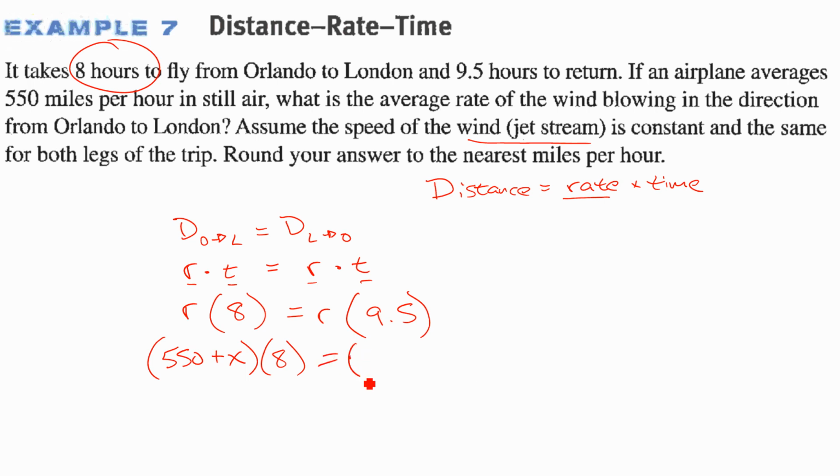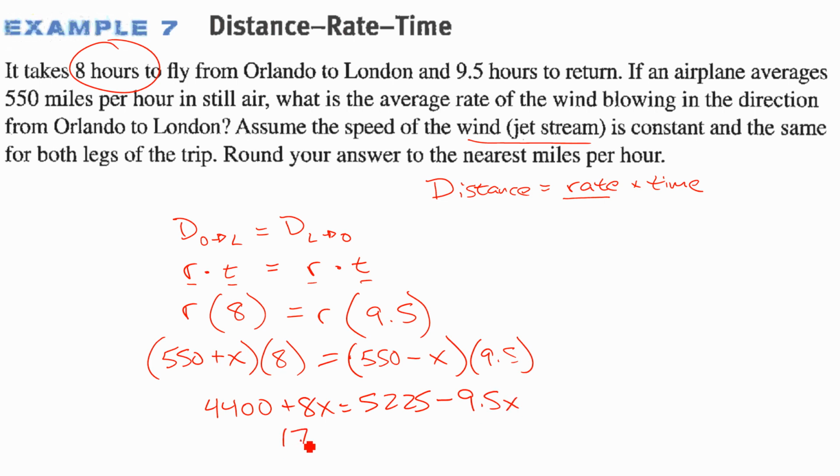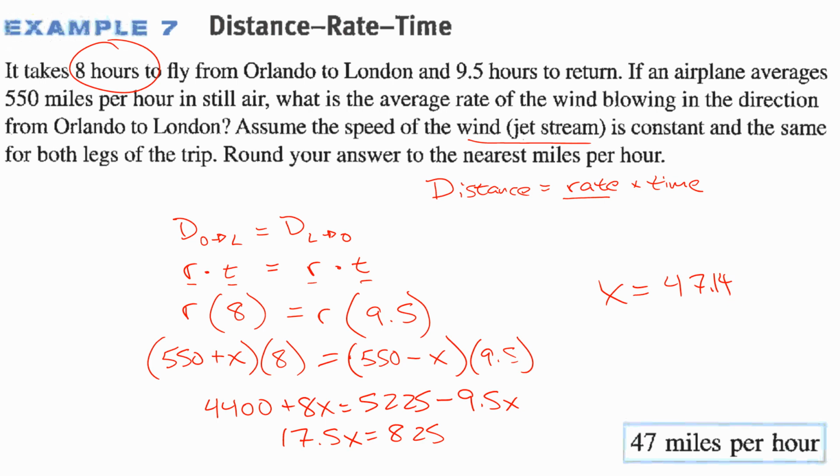But when we come back, we're going against that jet stream. So we have to take our miles per hour and say we're going to get slowed down. So that's your setup. Let's punch this in. 550 times 8 is 4,400 plus 8x equals 550 times 9.5 is 5225 minus 9.5x. And if we move these over, we'll get 17.5x equals 825. And so x, when we divide, is 47.14. So 47 miles per hour is the speed of the jet stream.